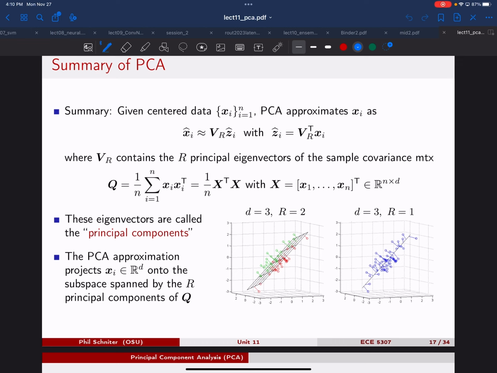So we are about halfway through with this chapter on PCA. The last lecture was pretty mathematical. This one will be a little bit more fun. I just want to sort of summarize what we found at the end of the last lecture.